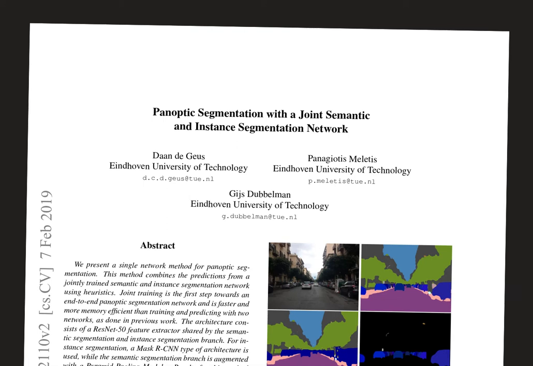In this video, we're going to go over the paper called Panoptic Segmentation with a Joint Semantic and Instance Segmentation Network. The idea, roughly speaking, for this 2019 paper is to do a joint training of semantic segmentation and instance segmentation and use heuristics in order to combine them and obtain the panoptic segmentation results. Let's go through the abstract first.